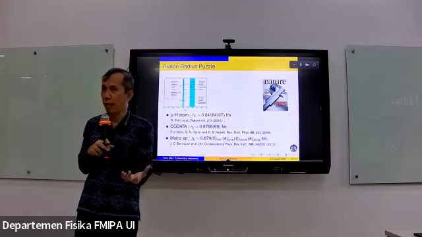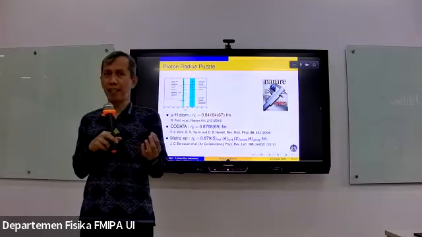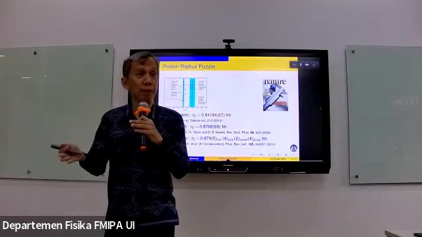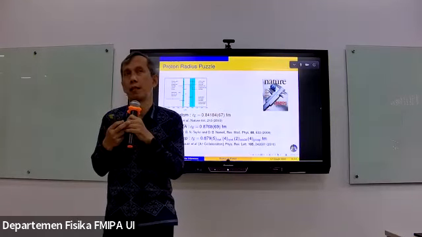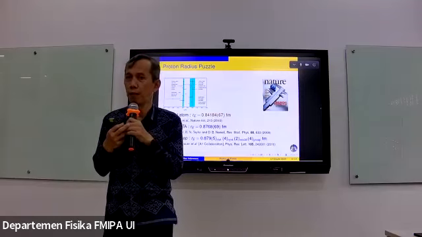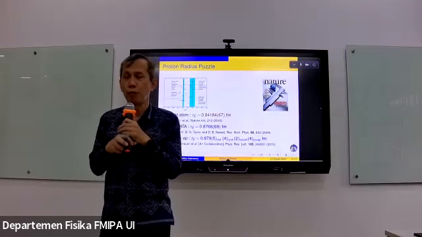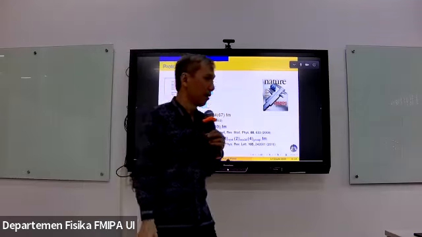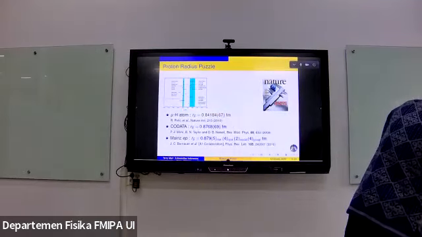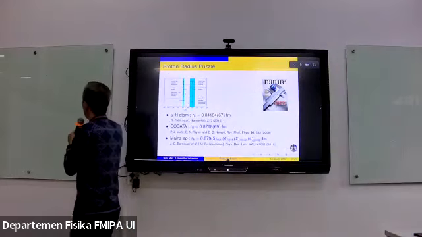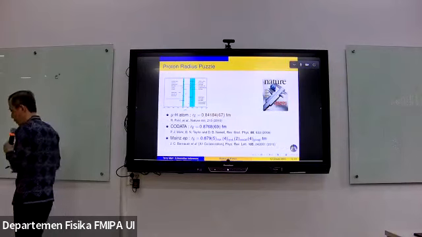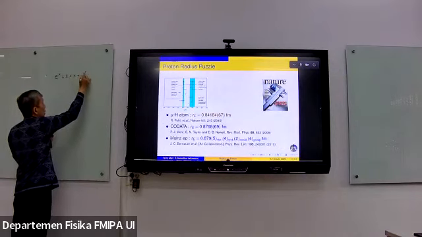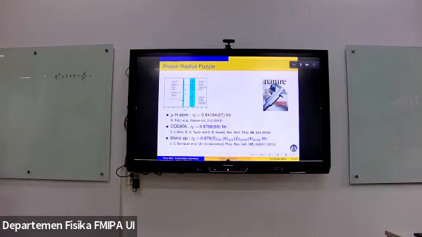QED was considered very precise because it involved only electromagnetic interaction, which is very weak. So the so-called perturbative calculation is very precise. Why? Do you know perturbative calculation? If you expand, for example, e to the power of X, we can expand this like this: 1 plus X plus X squared, etc. Okay?